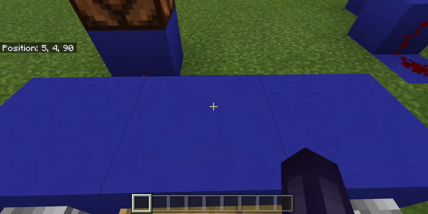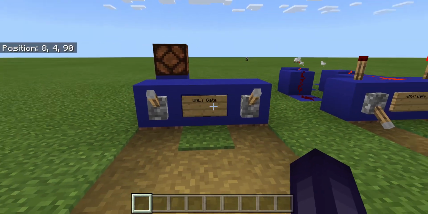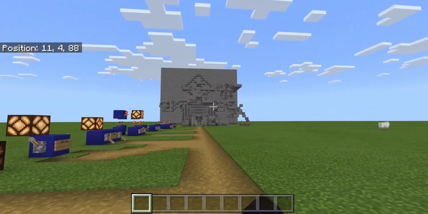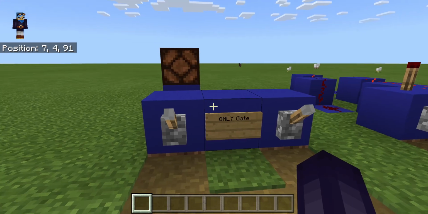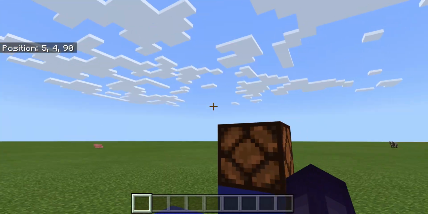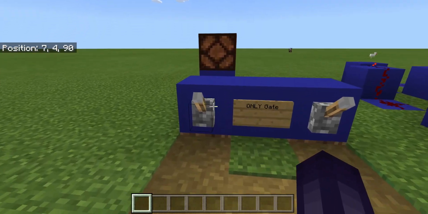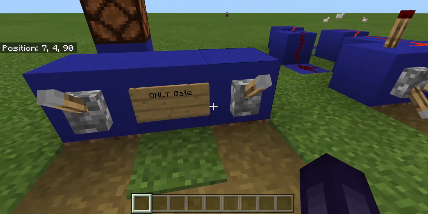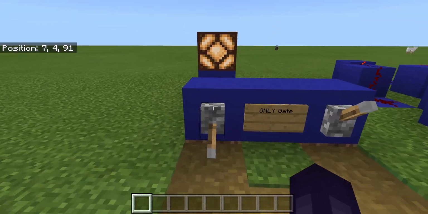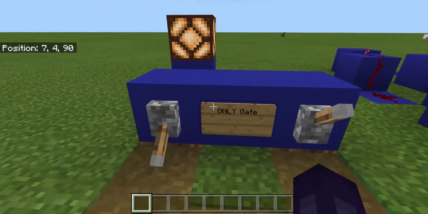Finally, we have the ONLY gate. So the ONLY gate is, you need it really badly for combination locks, unless you want somebody to just flick all the levers on your wall and get in no matter what. So the ONLY gate, the output will only be on if a select input is chosen.